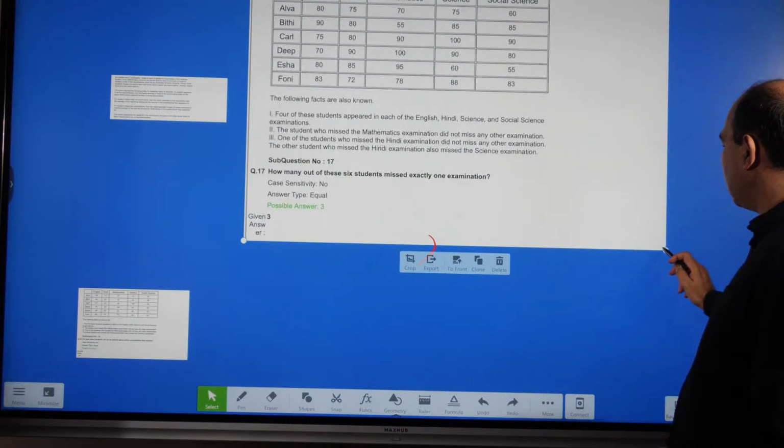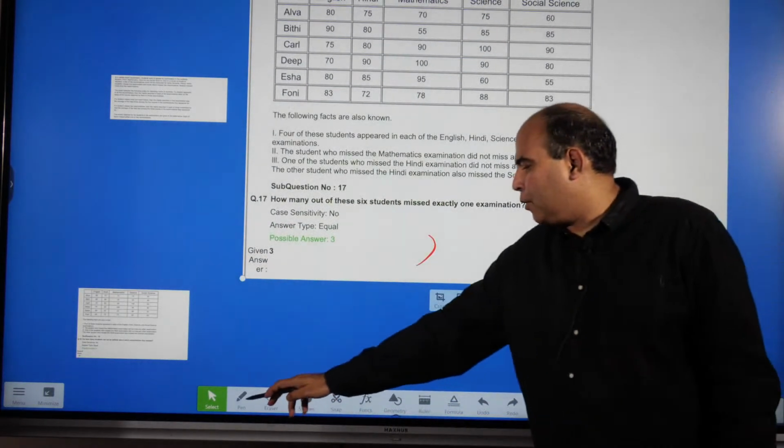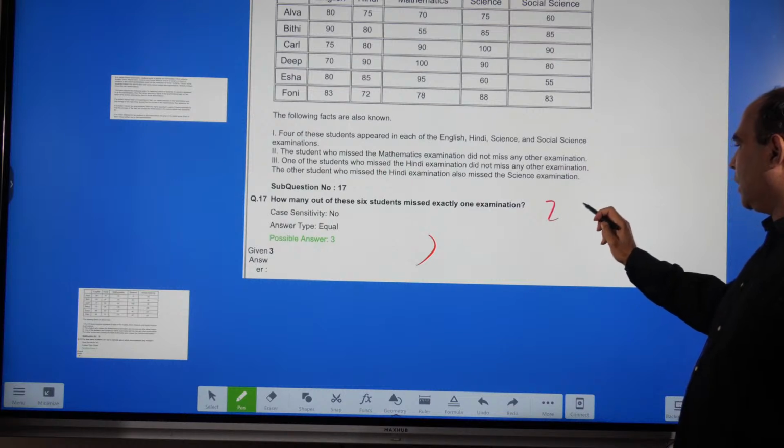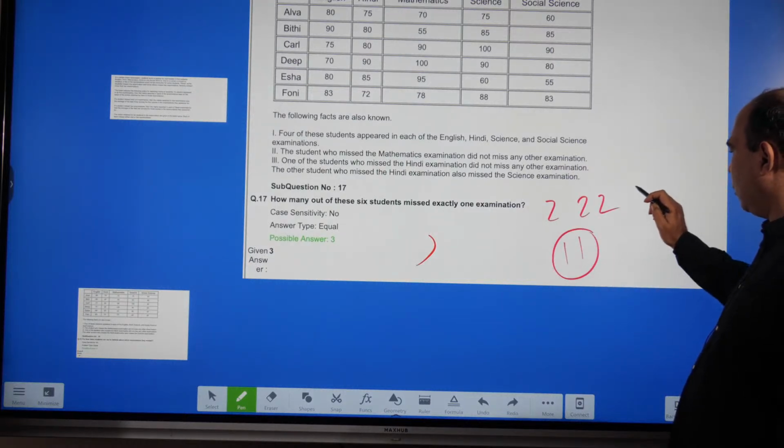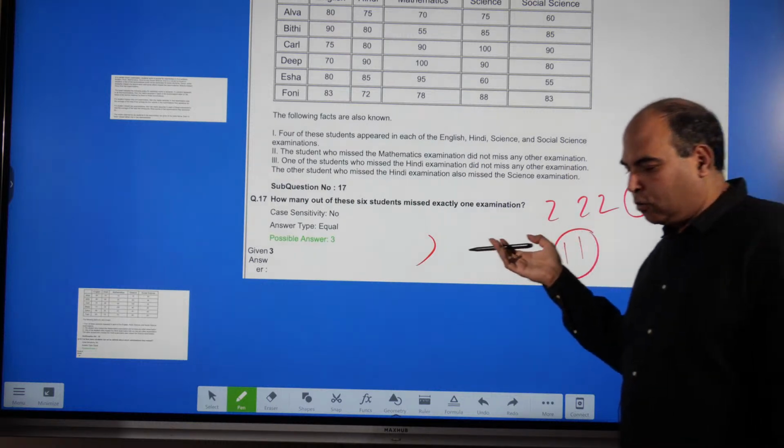How many of these students missed exactly one exam? You don't even need to go back. You know that there are 3 2s. 2 1s are compulsory and one of the 2s had to be brought down to 1. That was the whole theme of the problem.